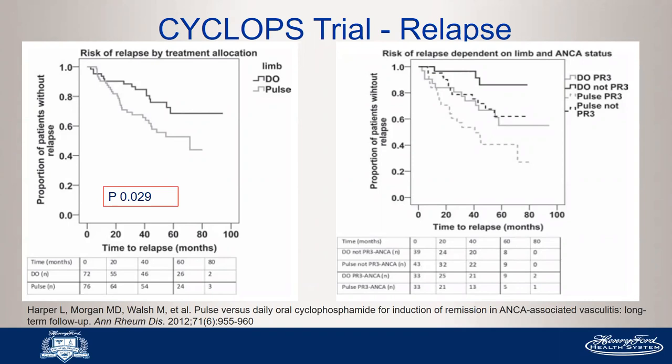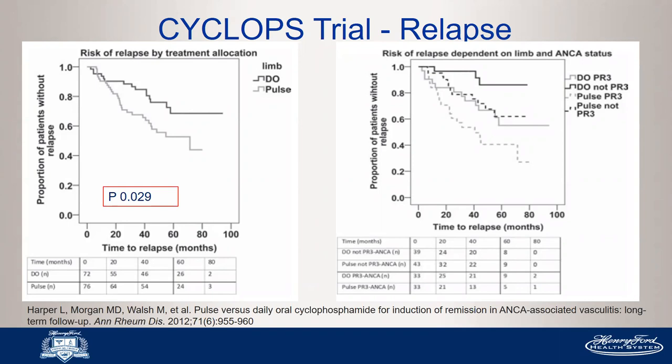And the solid line is the patient that received oral, and then the lighter gray line is the pulse dose. And this is why the patients that were on pulse dose had higher risk of relapse than oral cyclophosphamide. And that's why, even though the trial showed that their cumulative doses were higher, there was a lower rate of relapse.